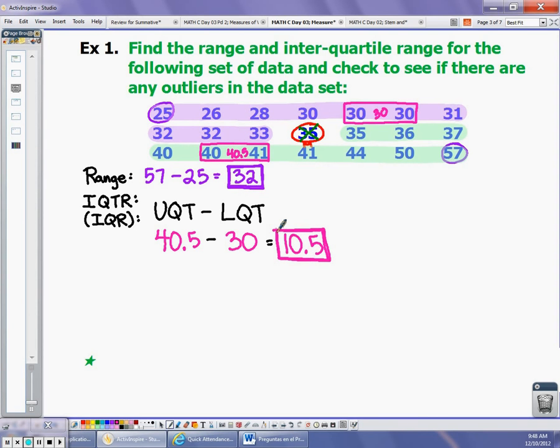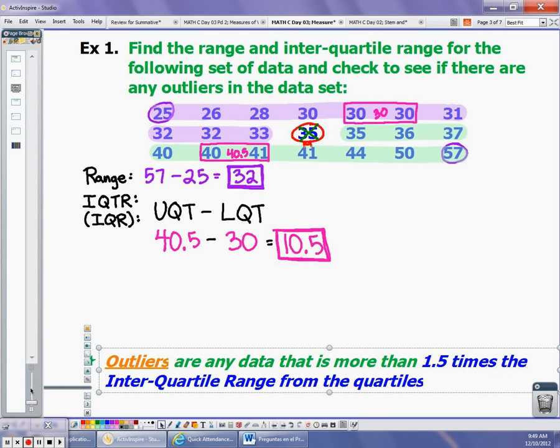Now what I want to do is check to see if there are any outliers within this data set. If you're not sure what an outlier is, remember an outlier is something that is really, really big or really, really small, and it doesn't quite fit within the rest of the data set. Now, what are the boundary lines of what is really big or really small? Outliers are any data that is more than 1.5 times the interquartile range from the quartiles.